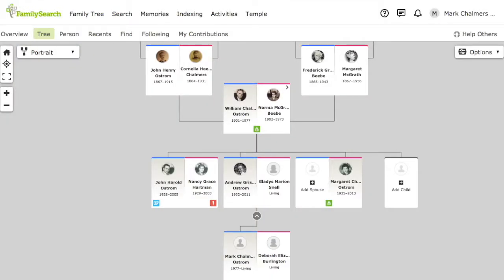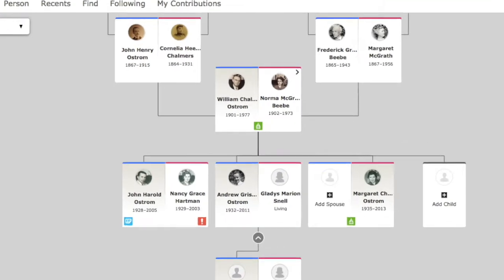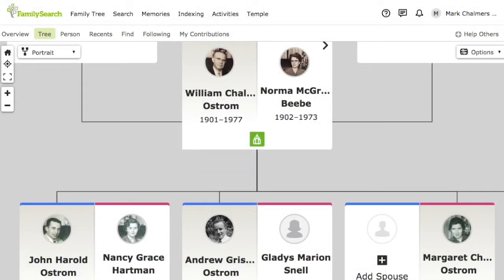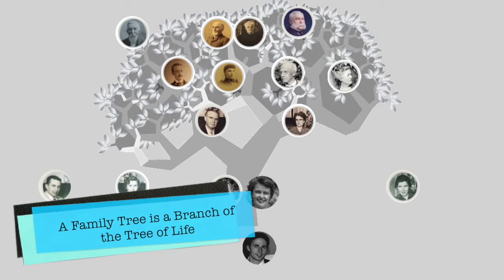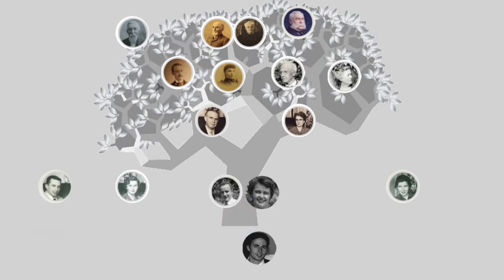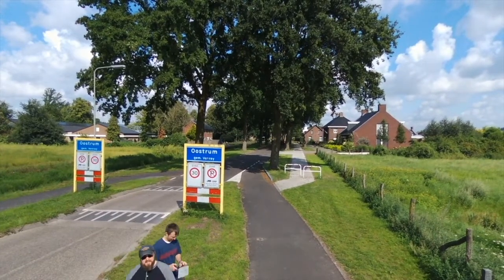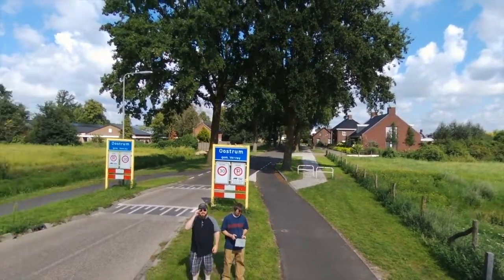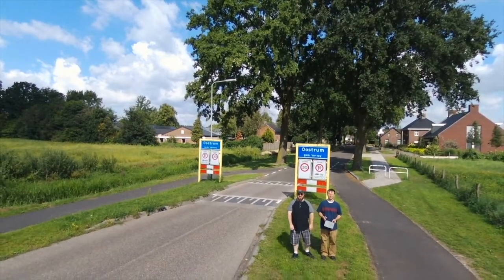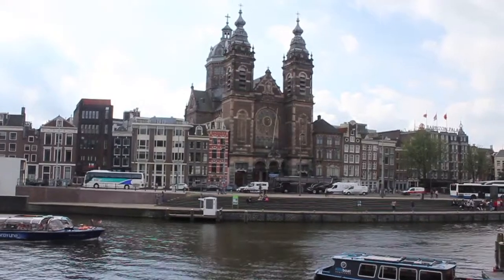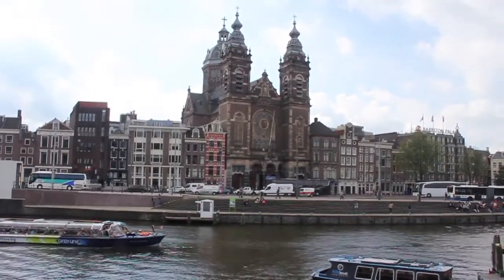This is why Latter-day Saints have such an interest in genealogy. This is my family tree, going back 4 generations. The family tree is a branch of the Tree of Life. Oostrum in Dutch means east stream. The Oostrum line goes back to the Netherlands in the 1600s, and the Netherlands also has a town named Oostrum. In 2017, I had the opportunity to go to the Netherlands and to visit some of these places.